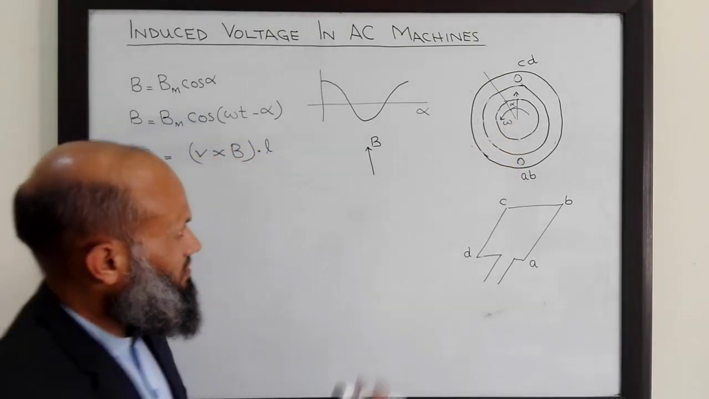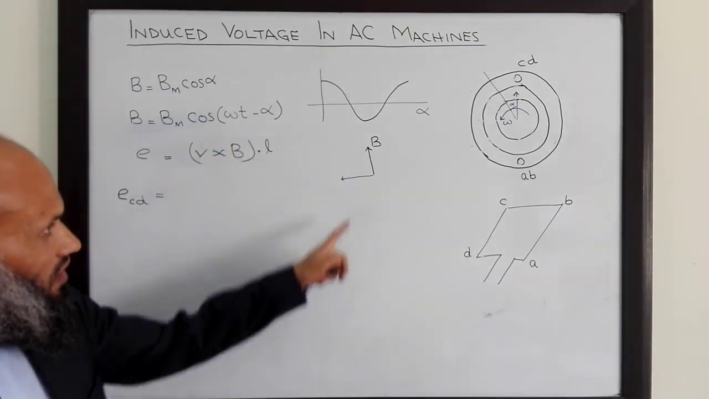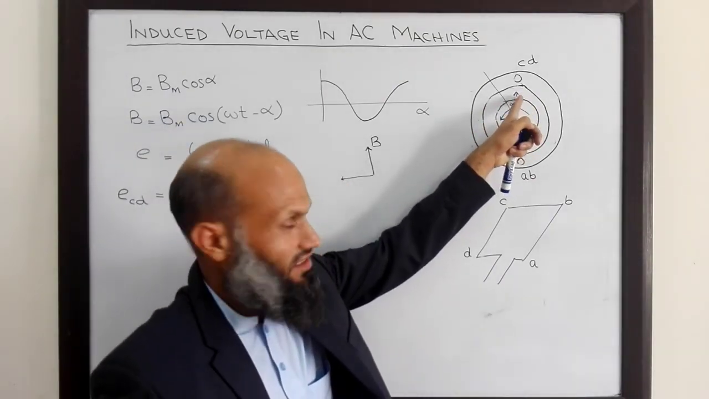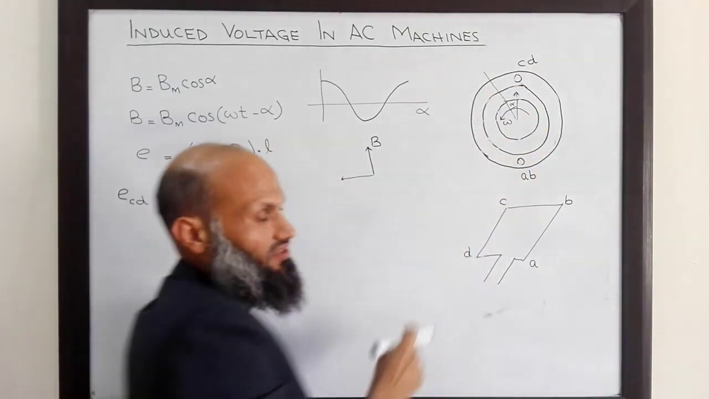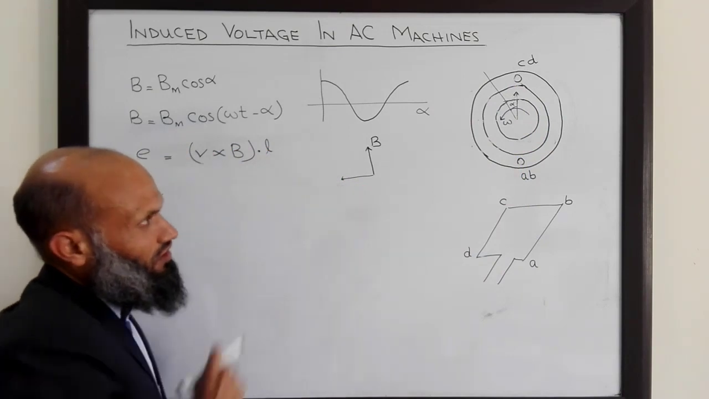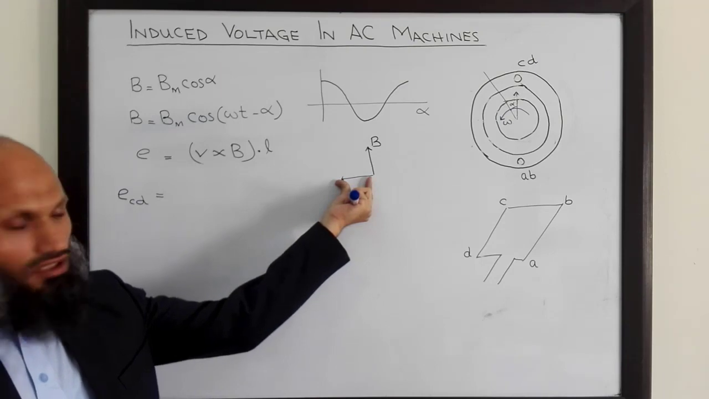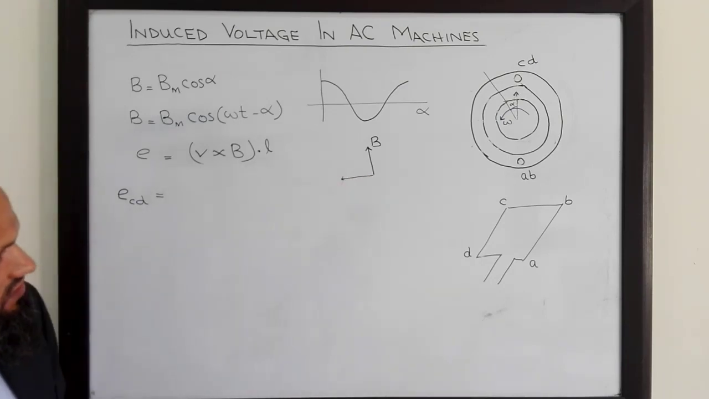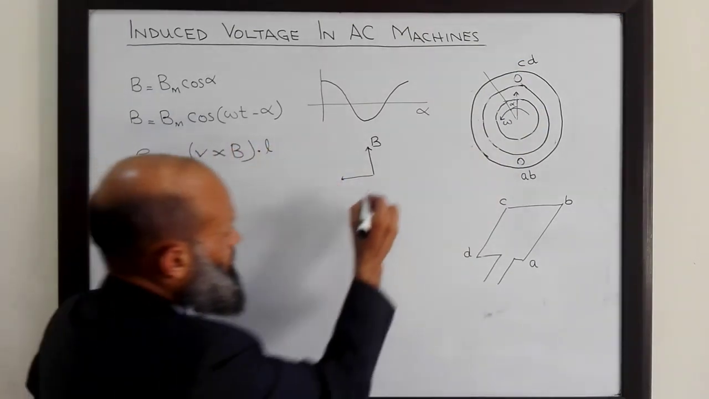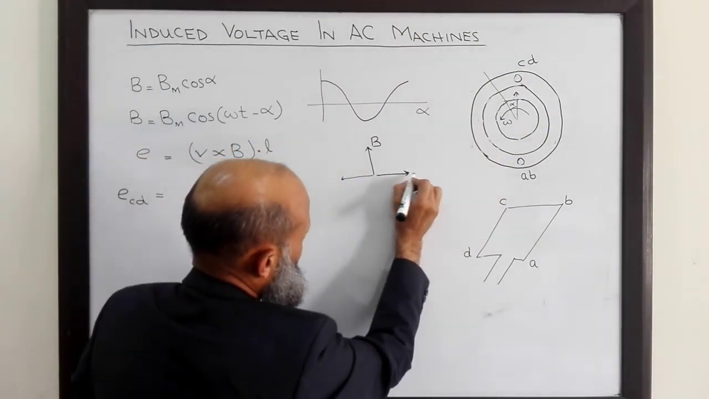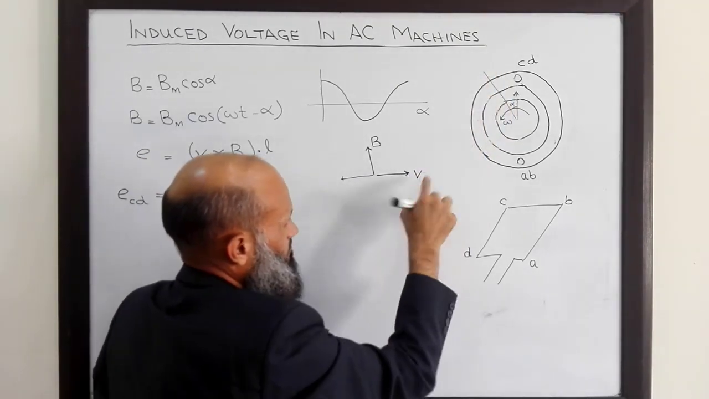And what is velocity? This is the velocity of the magnetic field. Linear velocity, the angular velocity is omega. Linear velocity of the magnetic field is in this direction. But this is the direction of movement of the magnetic field. So what is the velocity of this conductor relative to this magnetic field? The opposite direction. This is VCD.